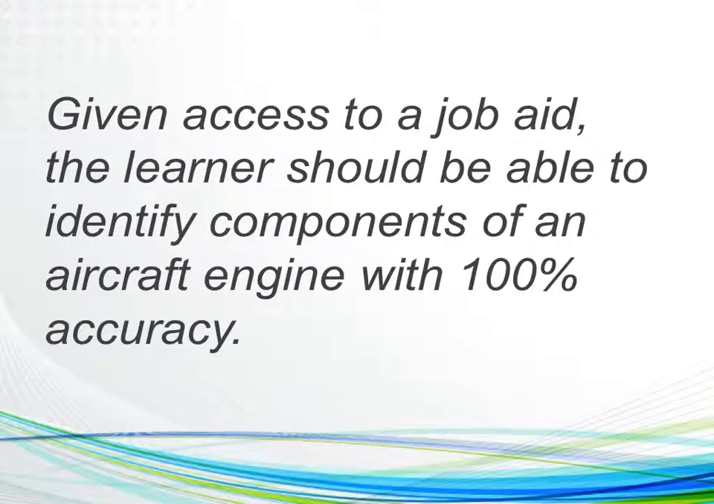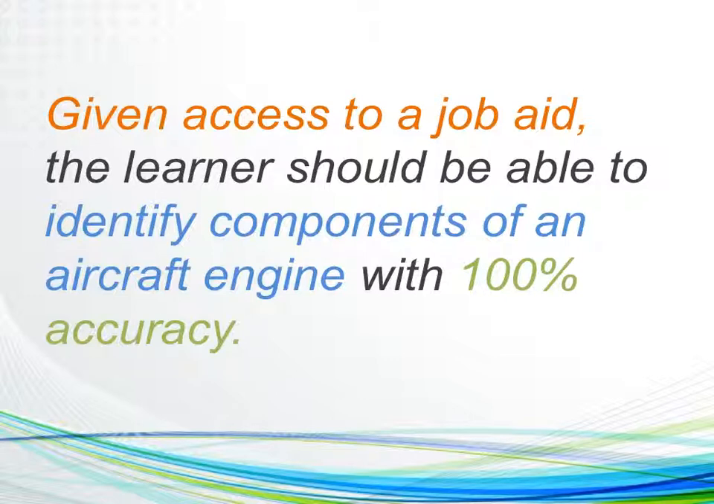Given access to a job aid, the learner should be able to identify components of an aircraft engine with 100% accuracy. This statement describes what the learner should be able to do, but it also identifies what they would be able to use to do it and the criteria, the standard that they're going to be able to demonstrate it at, in this case 100% accuracy. So here those three components are broken out, and actually this is really called a three-part learning objective.